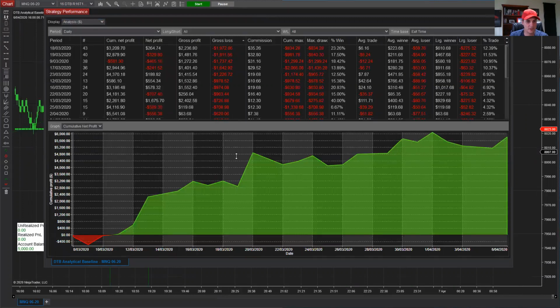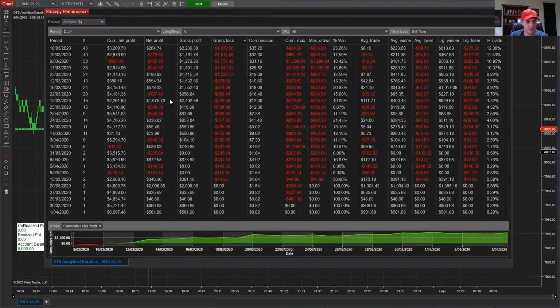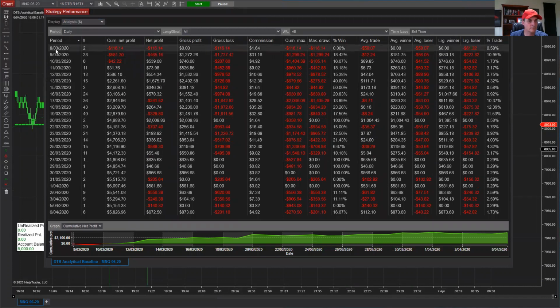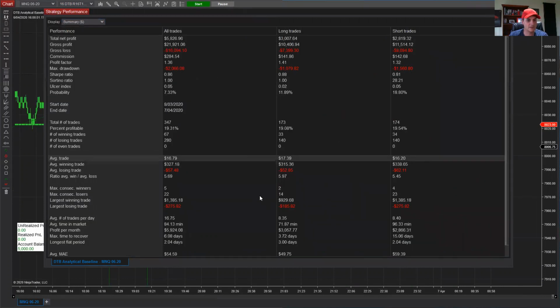So over the last 30 days, so basically the 8th of March to the 6th of April. All the trades per day, these are per day, and the net profit per day. All right, so that's just a rundown on that.